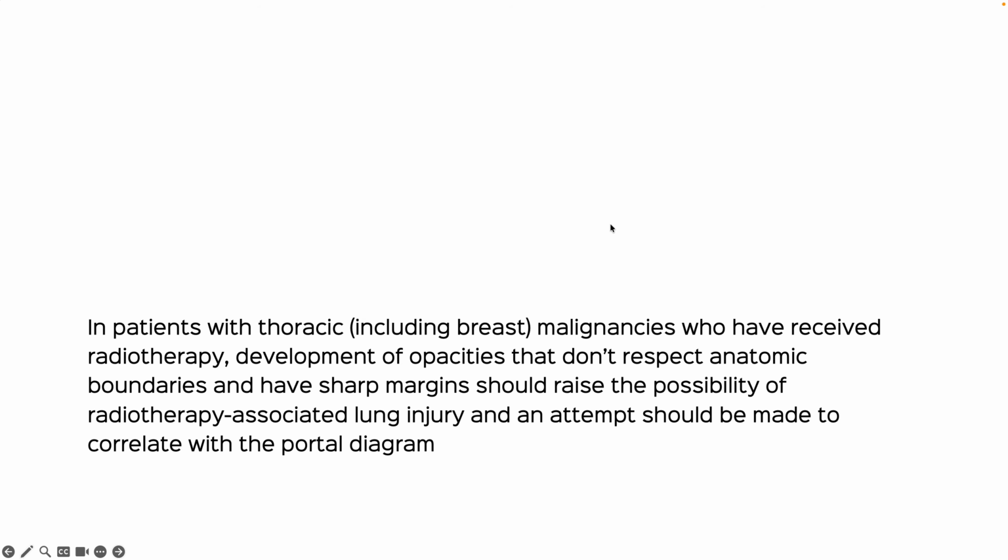So, in patients with thoracic malignancies, including breast, who've received radiotherapy, development of opacities that don't respect anatomic boundaries and have sharp margins should raise the possibility of radiotherapy associated lung injury, keeping in mind the fact that it could as well be infection or chemotherapy related.